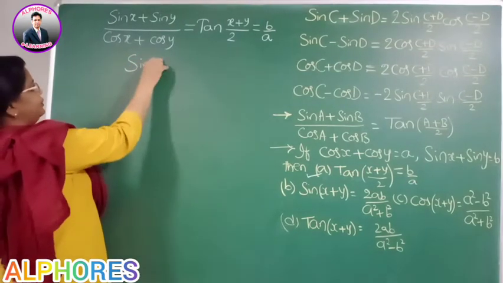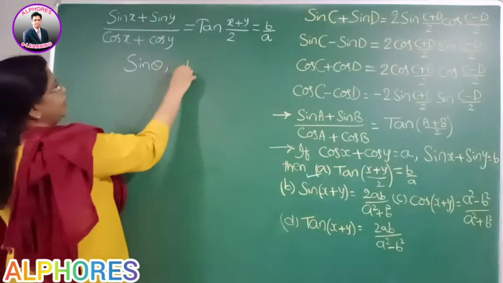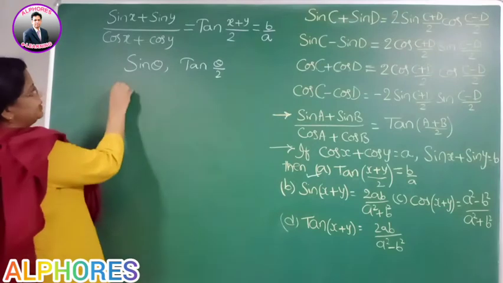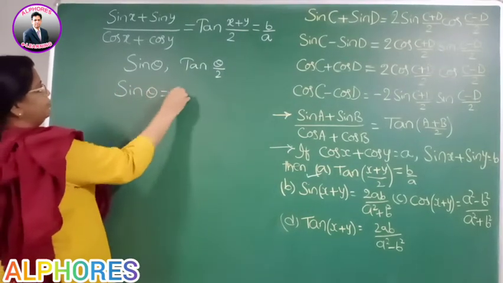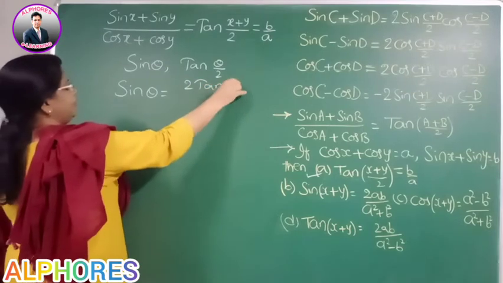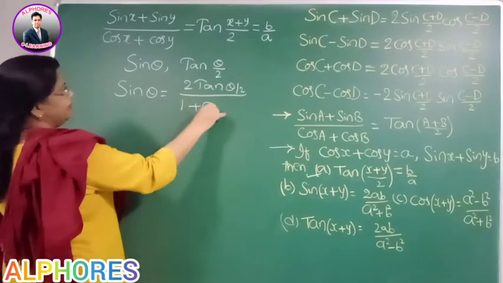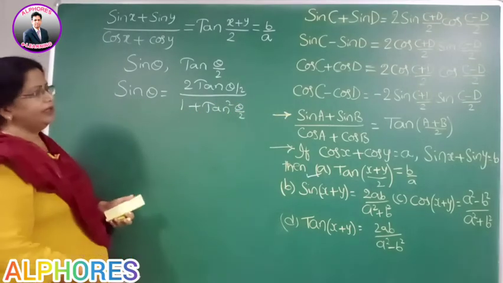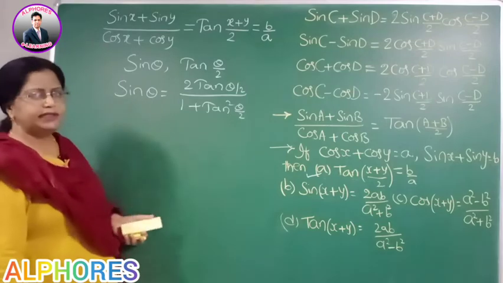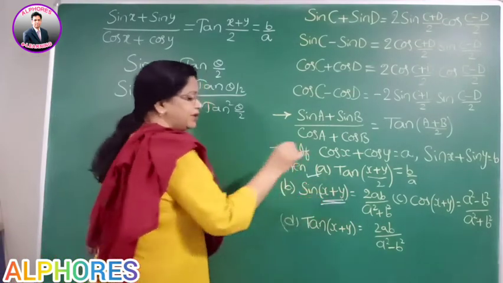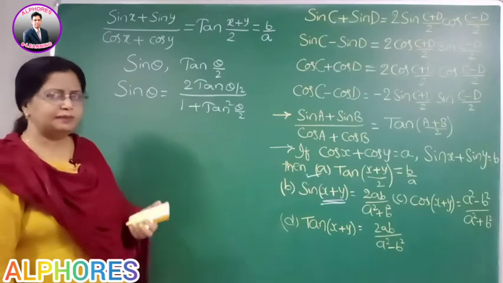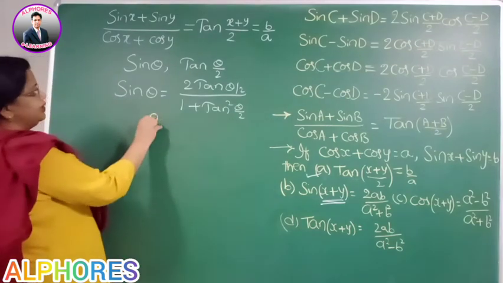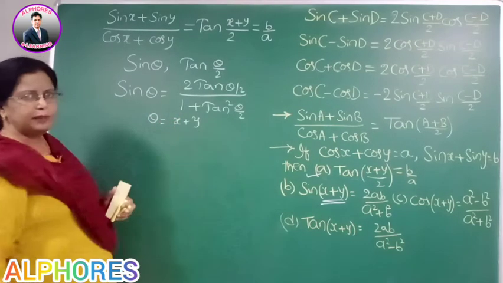sin theta value you require, and in hand you are having tan theta by 2. Then our formula is nothing but sin theta equal to 2 tan theta by 2 whole divided by 1 plus tan square theta by 2. Okay students, so this is our known formula, and in this formula theta is nothing but x plus y, and therefore we substitute this value as x plus y.